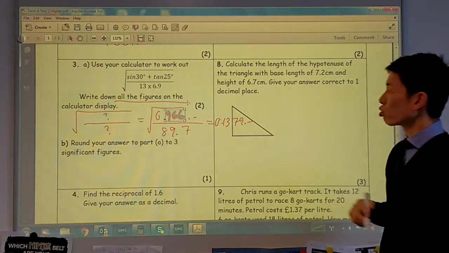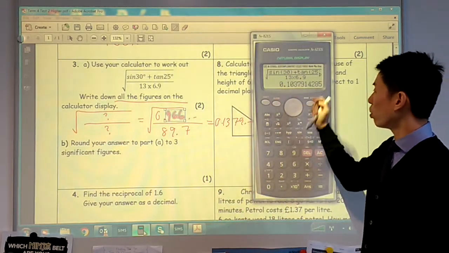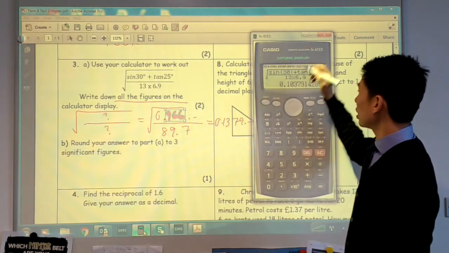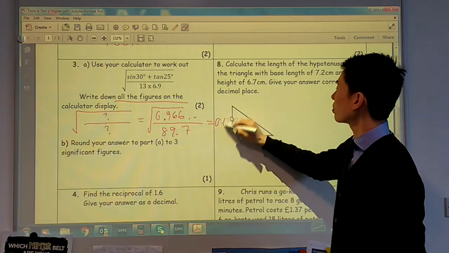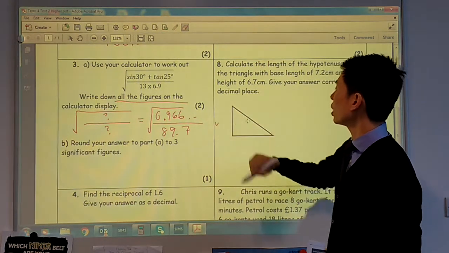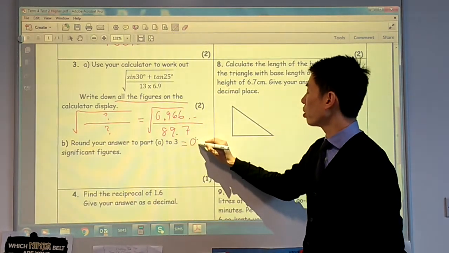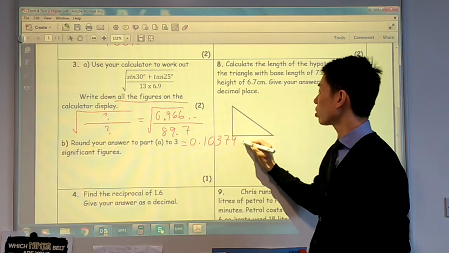Okay, so round this number, just double check, 0.10379. Let's just do that again. Let's write it out here: 0.10379, dot, dot, dot.